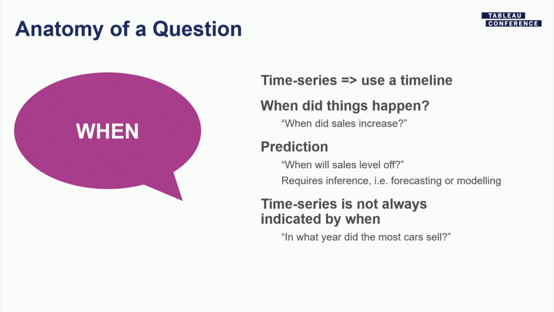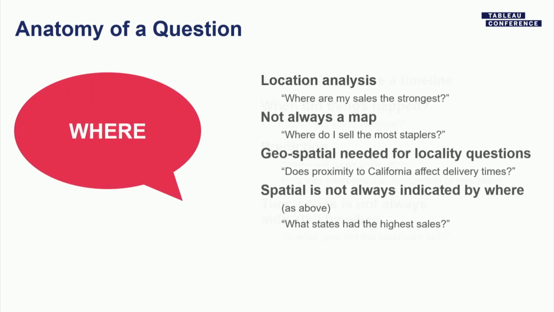But I did notice that time series is not always indicated by when. Sometimes I might say, in what year did the most cars sell? So here, it's not when that tells me this is about time, it's the word year. So when can introduce time, but maybe isn't always a great indicator of that.